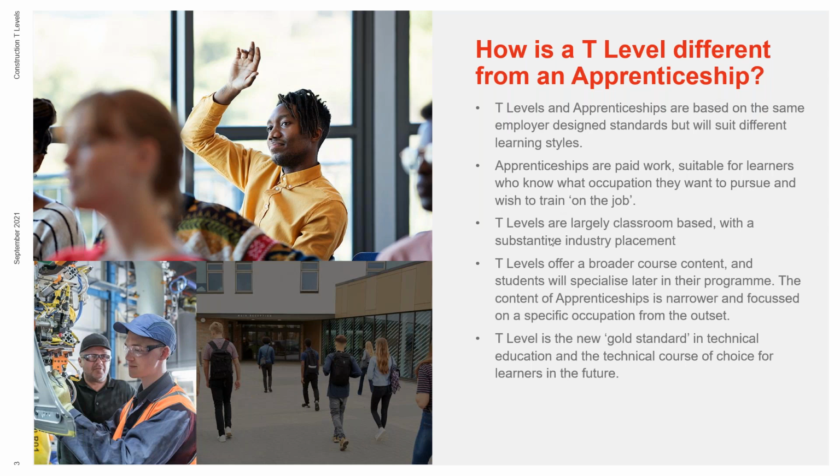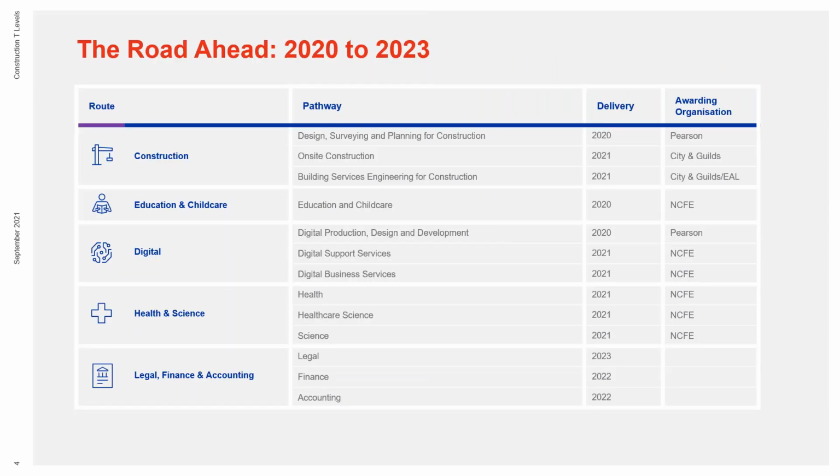Moving on. So what T-levels are there? Just to give a quick overview, the routes are down the left-hand side there. For the purpose of this one, we're focusing on construction, in particular the on-site and BSE. On the on-site, as we know, Sitting Guilds were awarded that contract a couple of years ago. And for the BSE, we won that with our partner EAL.